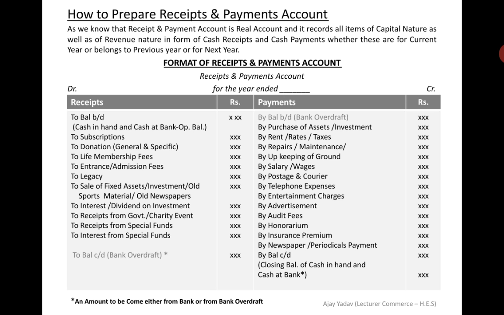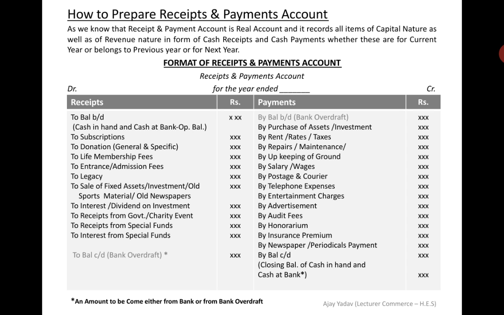subscriptions, donations, both general as well as specific, life membership fees, entrance fees, admission fees, legacy, sale of fixed assets, sale of investment, sale of old sports material, sale of old newspapers, interest received on investment, dividend on investment, receipts from government, receipts from charity event, receipts from special funds, interest from special funds.